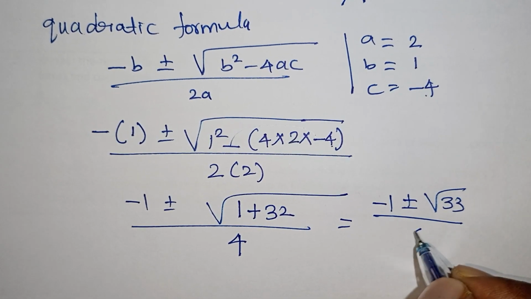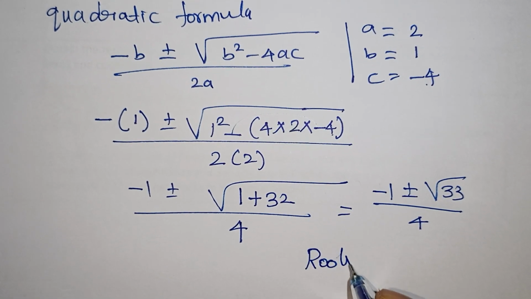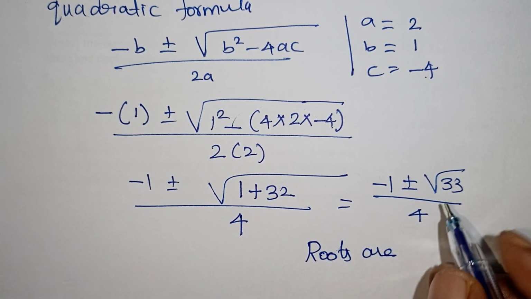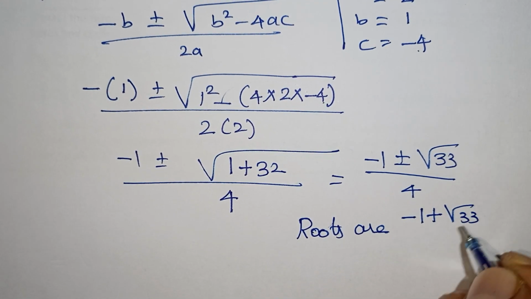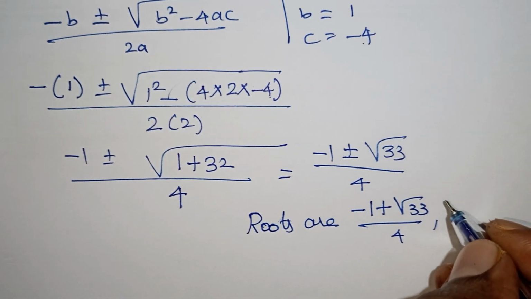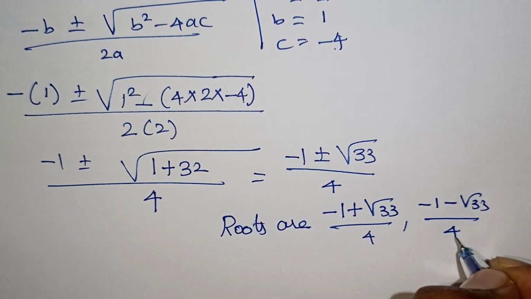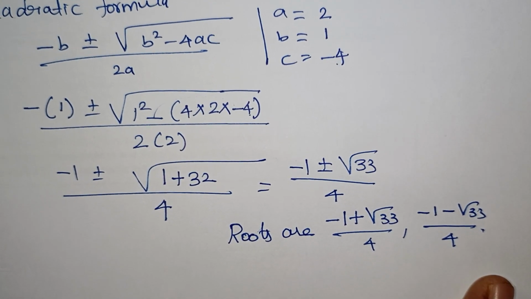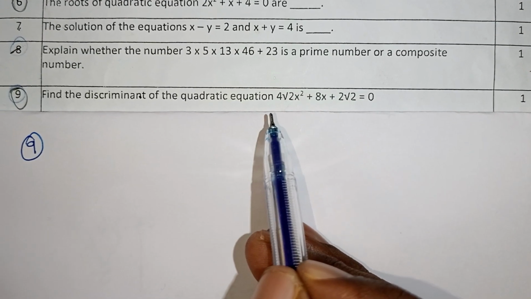Which is equal to minus 1 plus or minus root 33 by 4. So 33 we can't take it out of the root, so we can write it. The roots are, so there are two roots, one with the plus sign, one with the minus sign. Minus 1 plus root 33 by 4. The another one is minus 1 minus root 33 by 4. These are all the final roots for the given question.